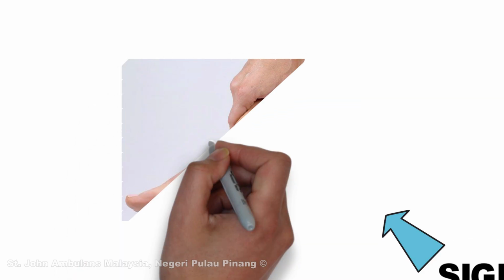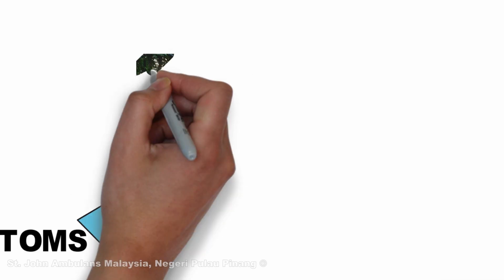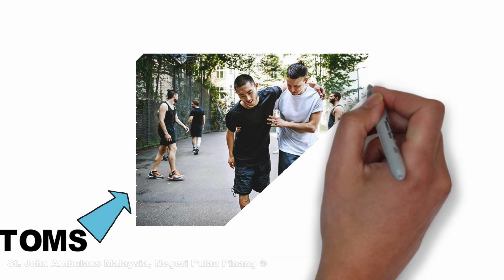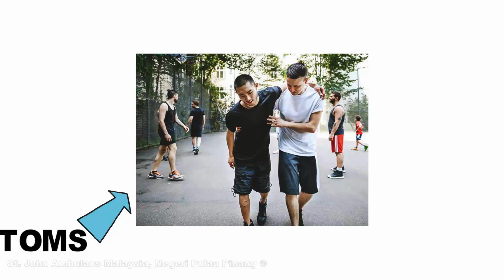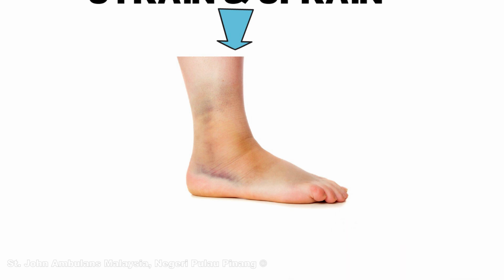There may be pain and tenderness on the affected part. The casualty may have difficulty in moving the injured part, especially if it is involving a joint. There may be swelling and bruises over the area as well.